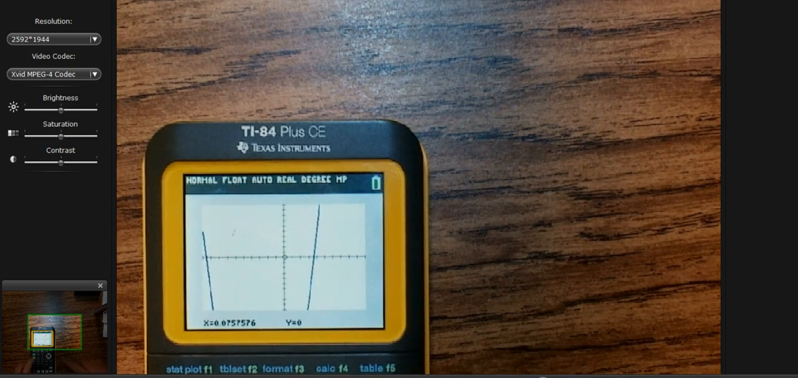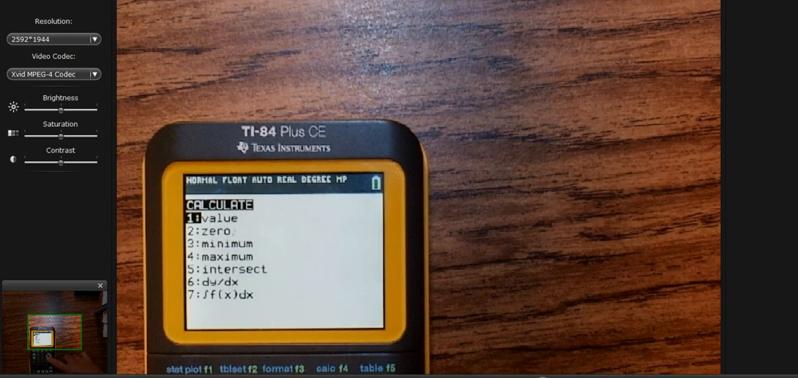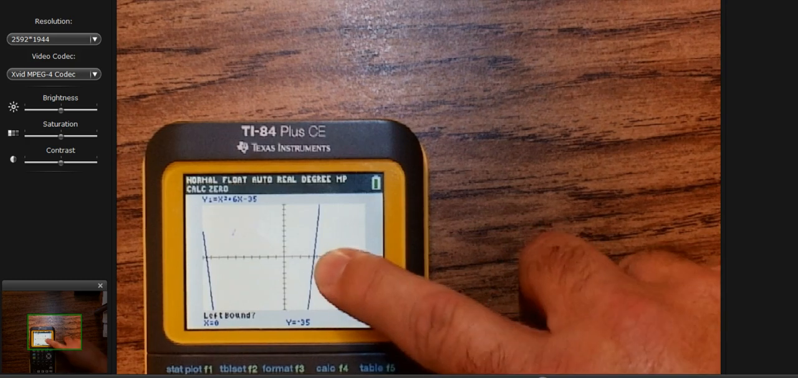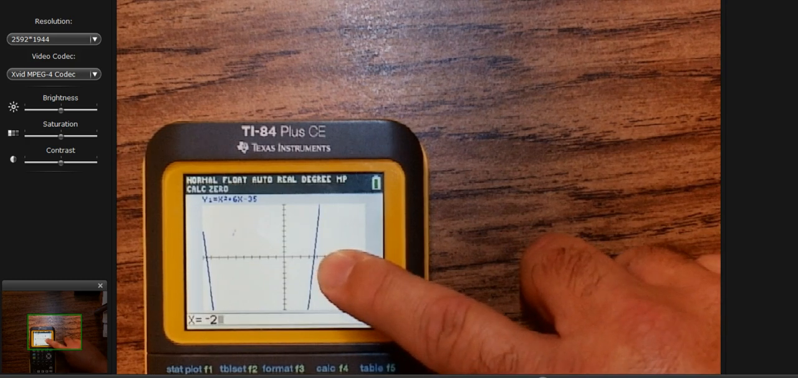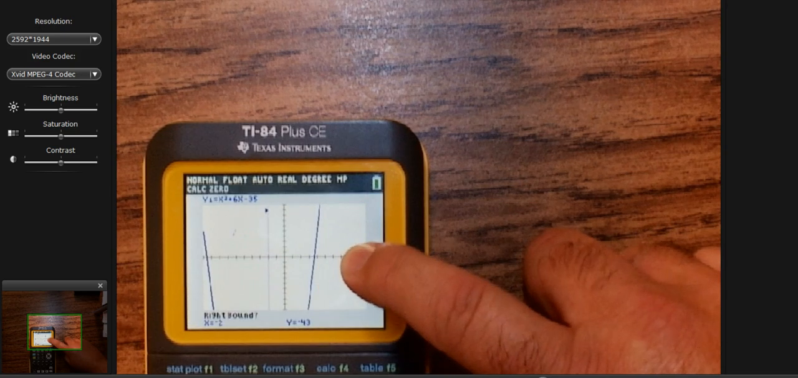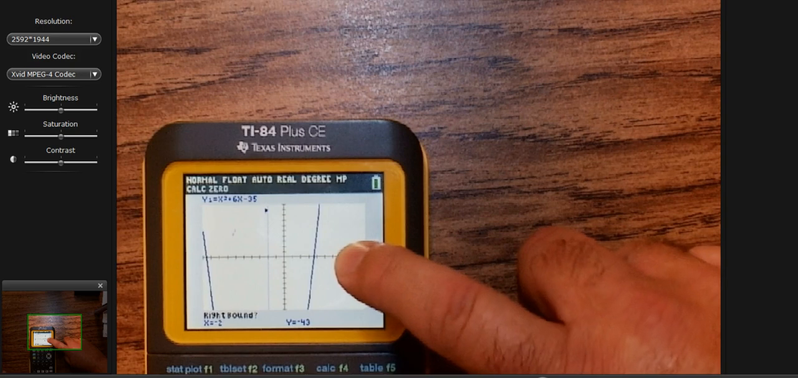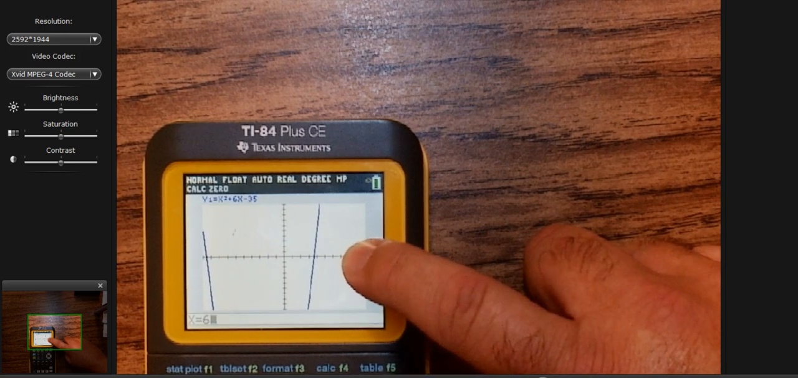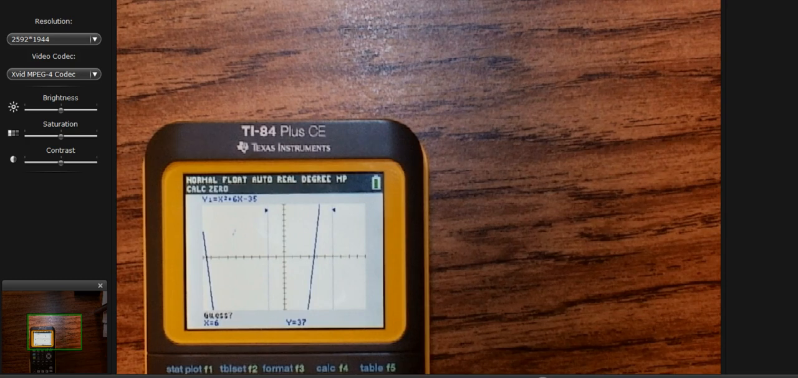So if I do second calculate zero, if I come over here to the left bound, I could do like -2, or even +2 would have worked. I guess I was thinking +2. I don't know why I said negative. I don't know, 6. As long as the zero that you're looking for is in there, boom. Looks like 3.63 seconds.